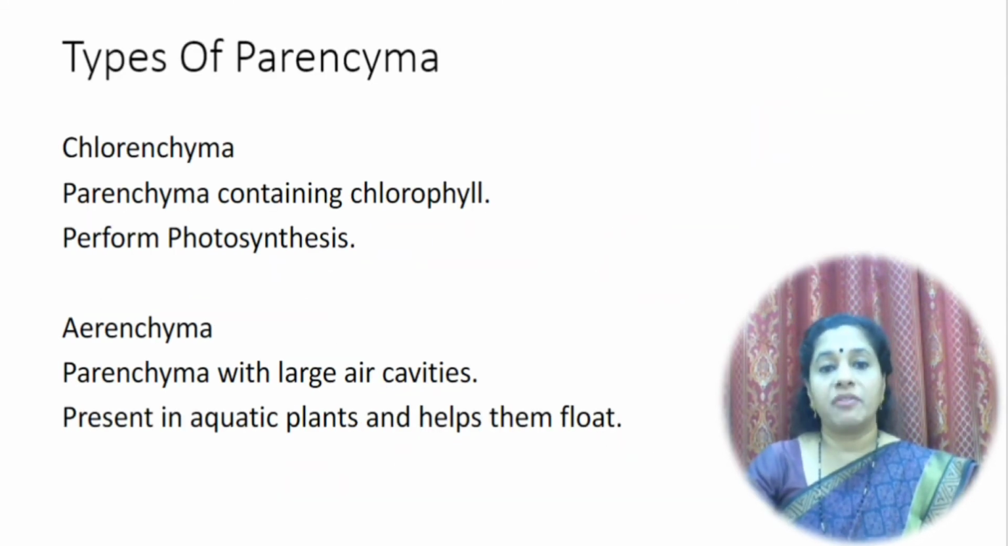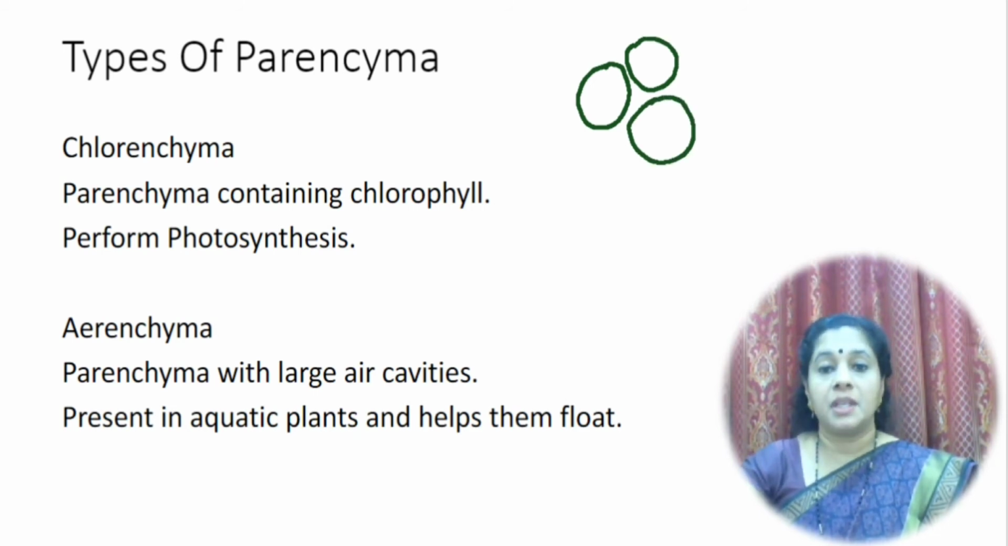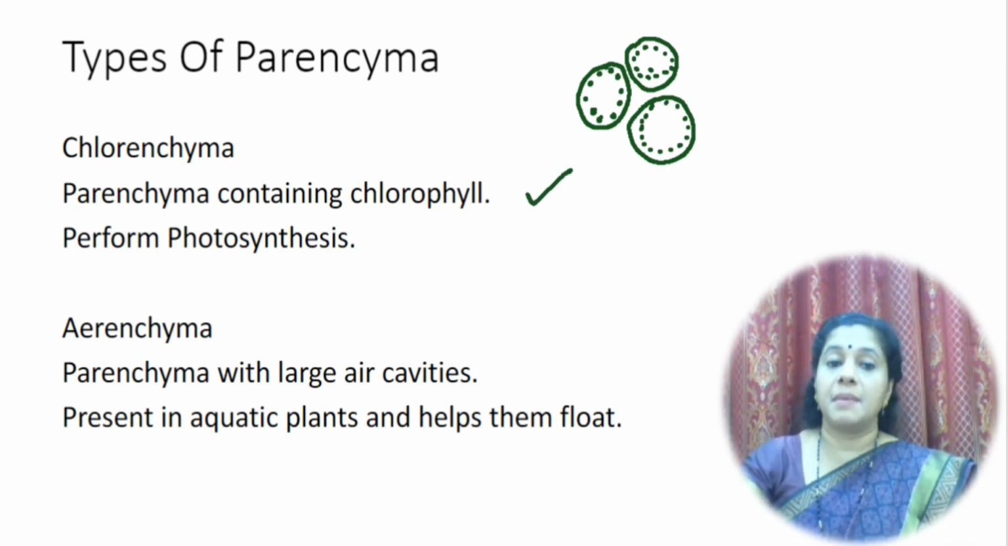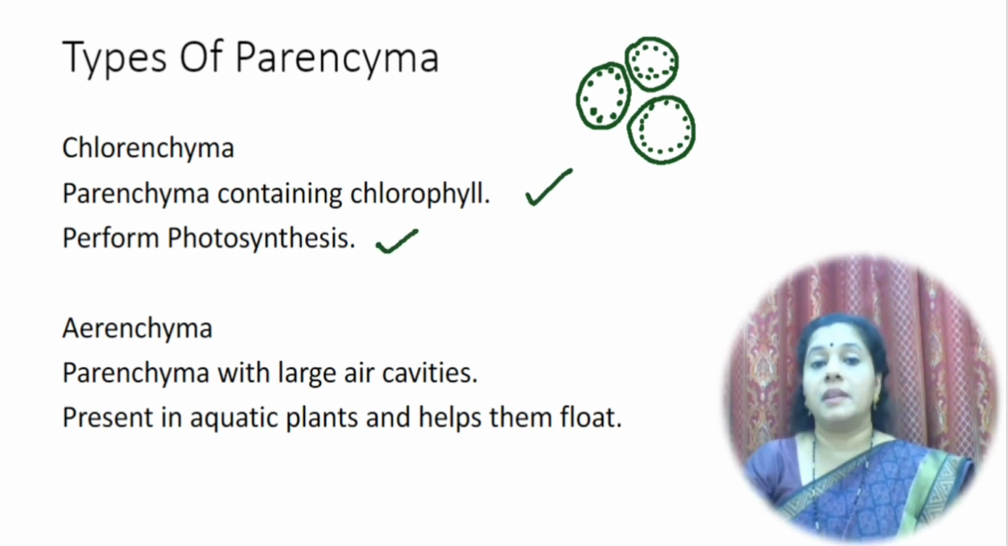There are two different types of parenchyma cells. One is called chlorenchyma. That means if the parenchyma has got chlorophyll in them, we call it chlorenchyma. In chlorenchyma cells, there are chloroplasts present. It's a type of plastid containing the green pigment chlorophyll. So usually we represent chloroplast as a single layer of dots to the side of the cell. Okay. So they are parenchyma containing chlorophyll and they perform photosynthesis because they have chlorophyll to trap sunlight, so they can carry out photosynthesis.